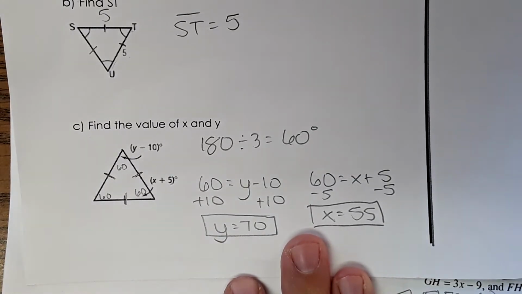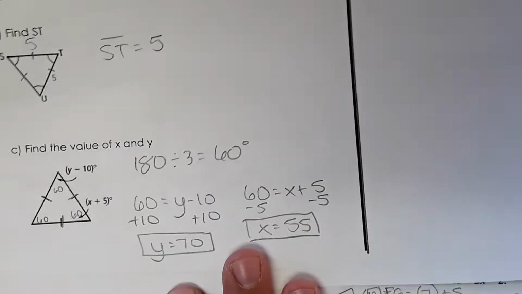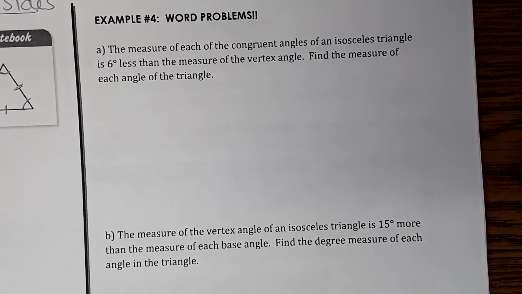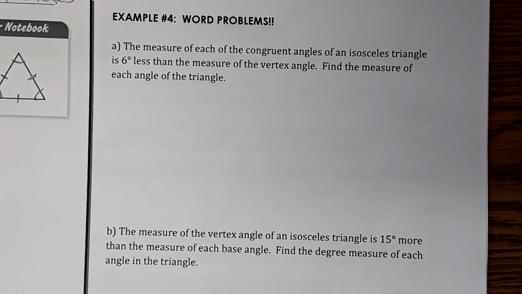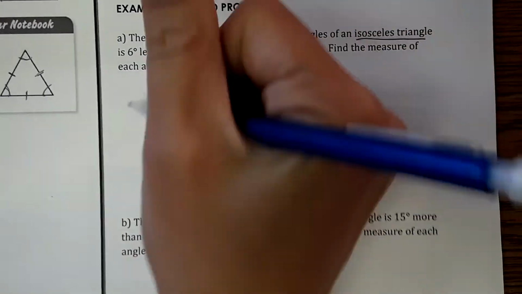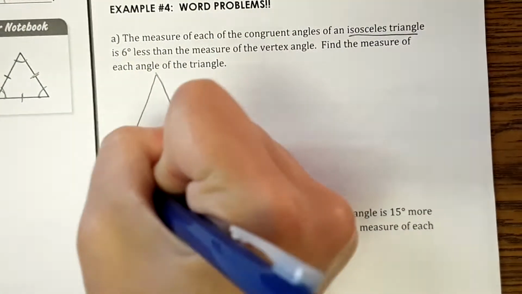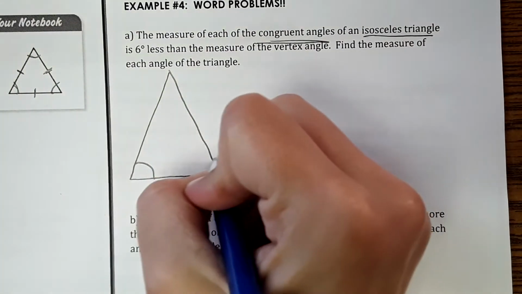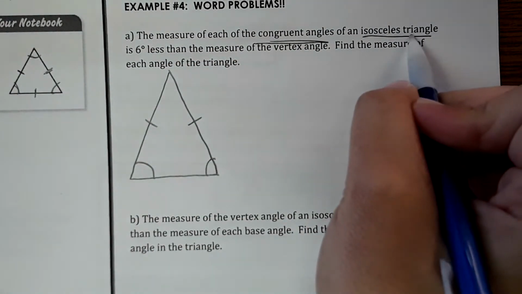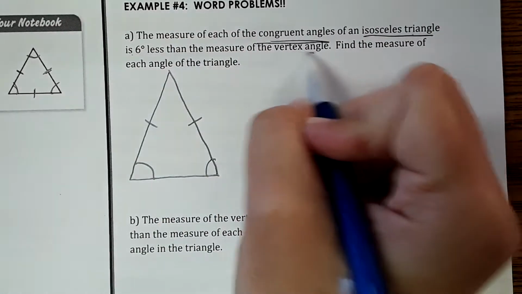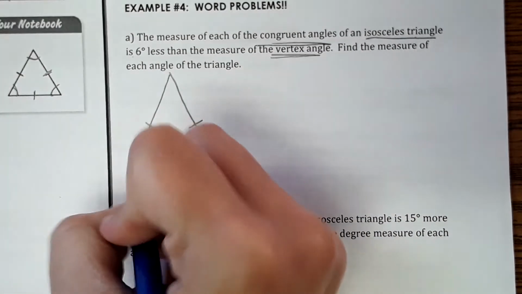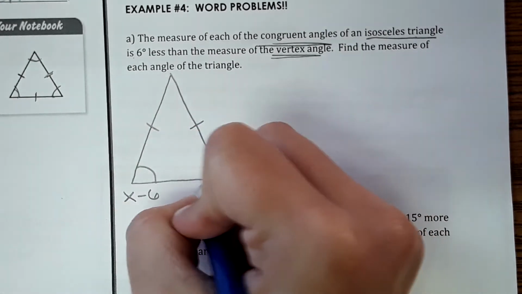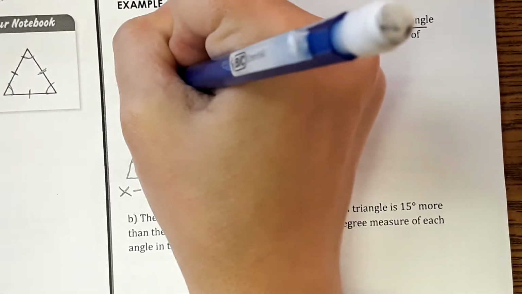Okay, and then we have some word problems on the next page. So here's what I was saying where it might not show you a picture. It says the measure of each of the congruent angles of an isosceles triangle. So I'm drawing an isosceles triangle so I can make myself a picture. When they're talking about the congruent angles, they're talking about my base angles, and it's saying that those congruent angles are 6 less than the measure of the vertex angle. So each one of these angles here is x minus 6, x minus 6, and then the vertex angle will just be x.